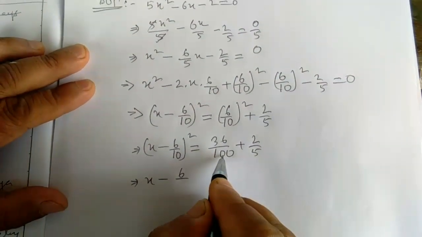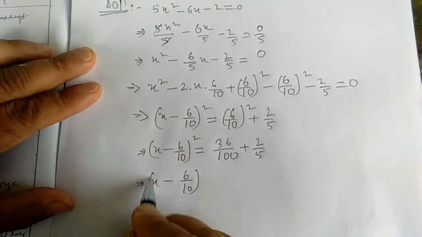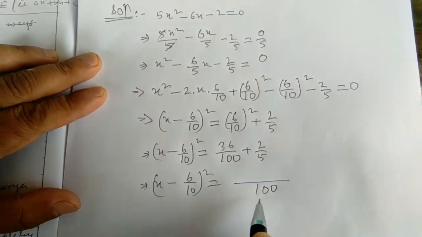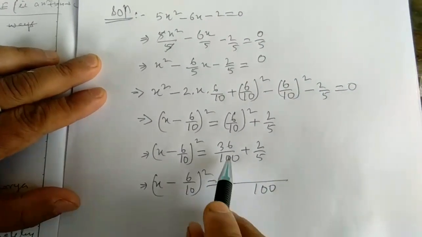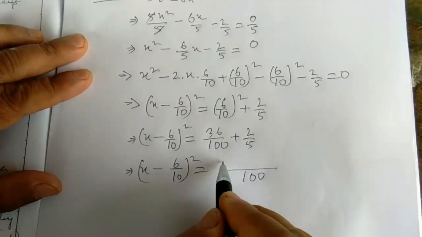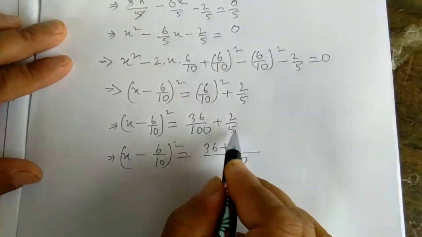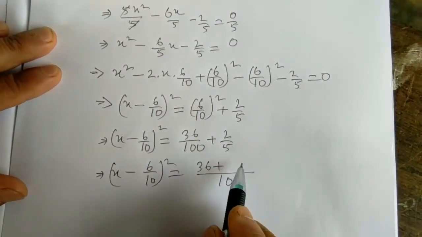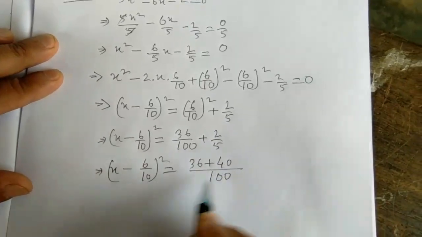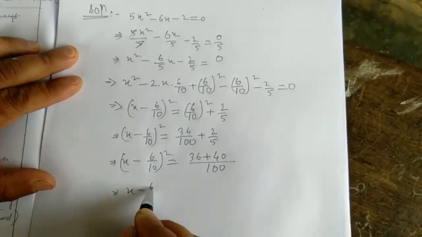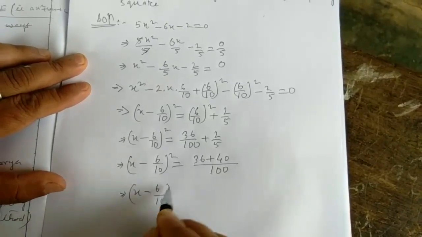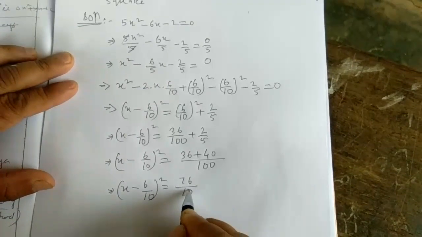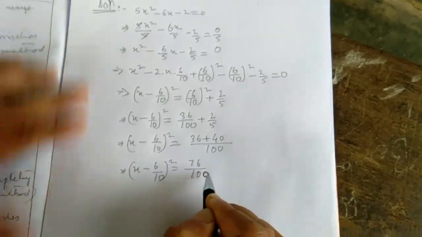You can divide this 100 by 5, so your LCM will be 100. If you divide this 100 by this 100, you will get 1. 36 into 1 is 36, plus if you divide this LCM by this denominator 5, we will get 20 times. 20 2s are 40. x minus 6 by 10 whole square equal to, what is it, 76 by 100.